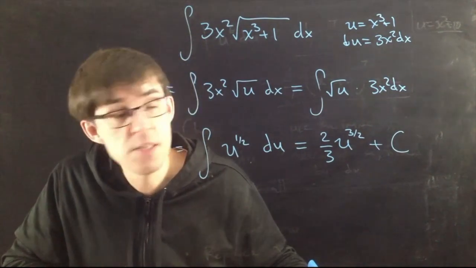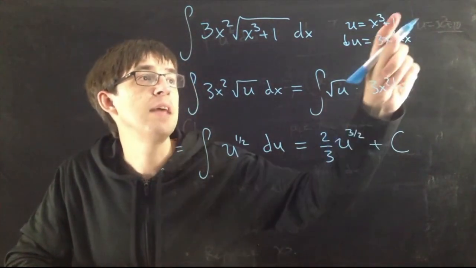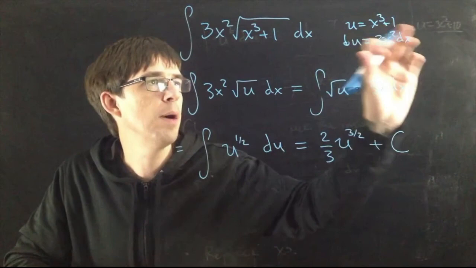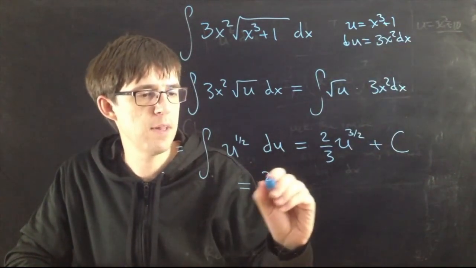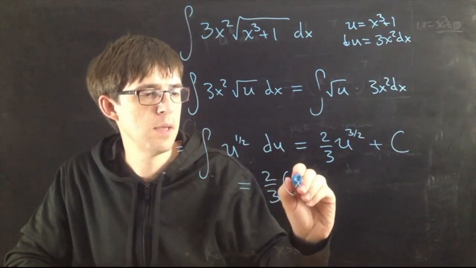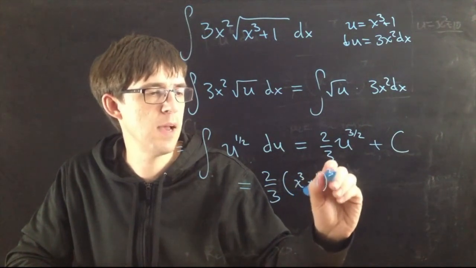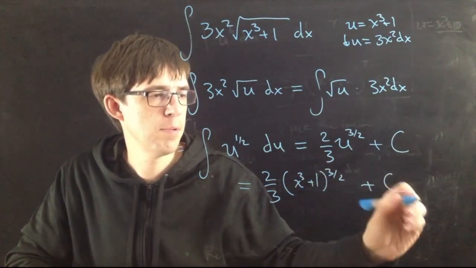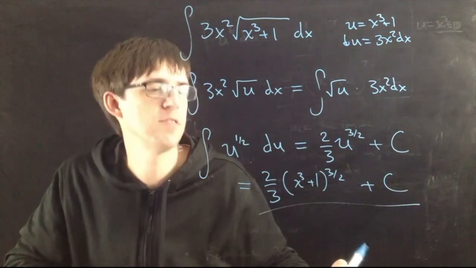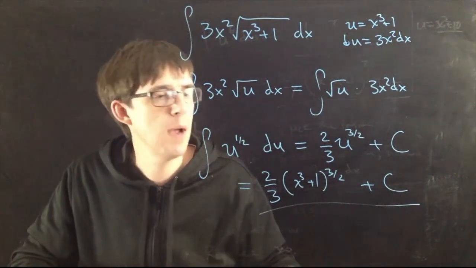Almost done. That was the antiderivative. Final step, plug the x's back in. So instead of u, I'm going to put x cubed plus 1. So my final answer is 2/3 (x cubed plus 1) to the 3/2 plus c. That's my answer. I hope that's what you got.